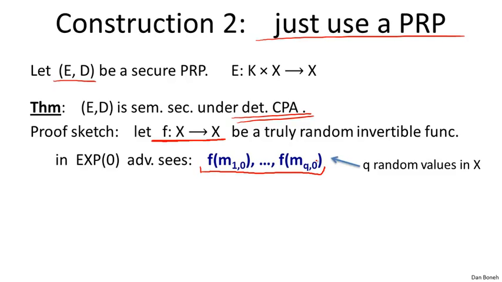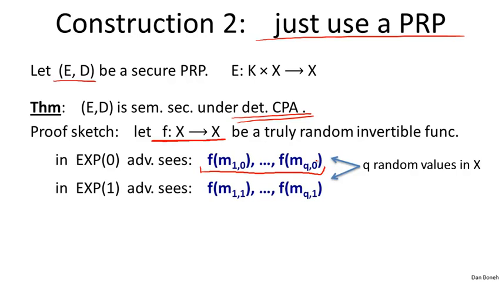Now let's think about experiment 1. In experiment 1, he gets to see the encryptions of the messages on the right, m_1^1 to m_q^1. Again, all these messages are distinct, so all he gets to see are just q distinct random values in X. These two distributions in experiment 0 and experiment 1 are therefore identical. In both cases, what he gets to see are just q distinct random values in X. As a result, he can't distinguish experiment 0 from experiment 1. And since he can't do this for a truly random function, he also can't do this for the PRP. So that explains why directly encrypting with a PRP already gives us a CPA secure system.